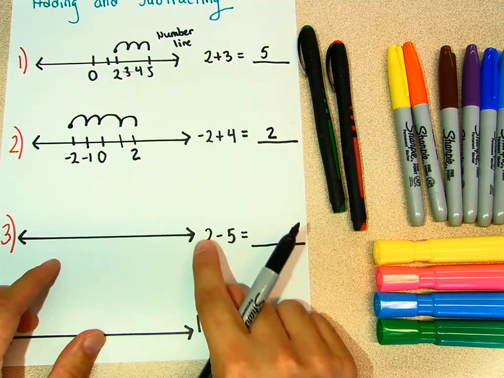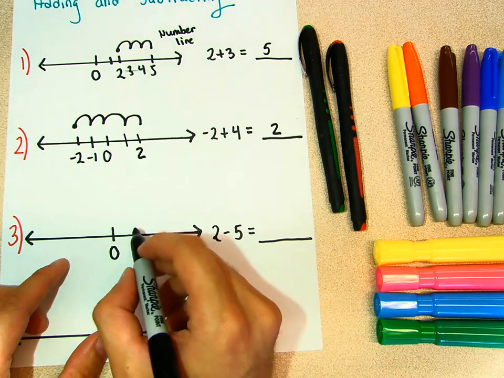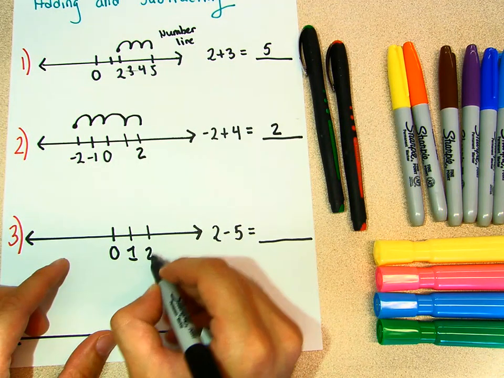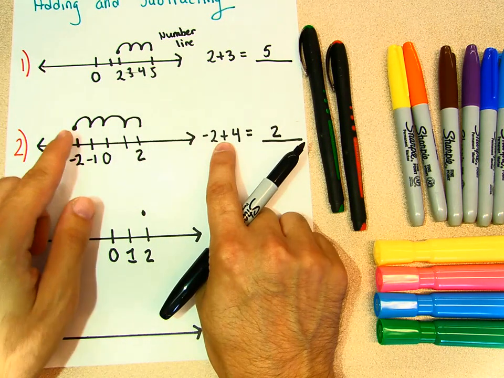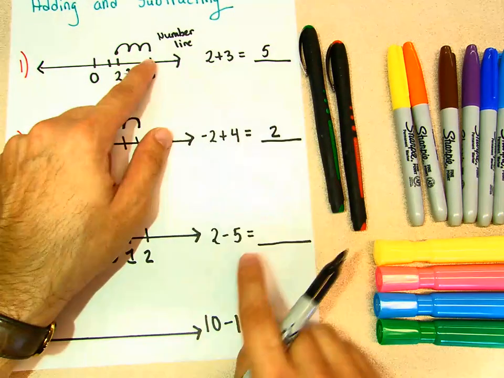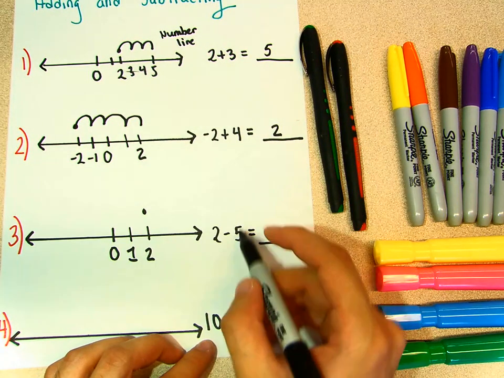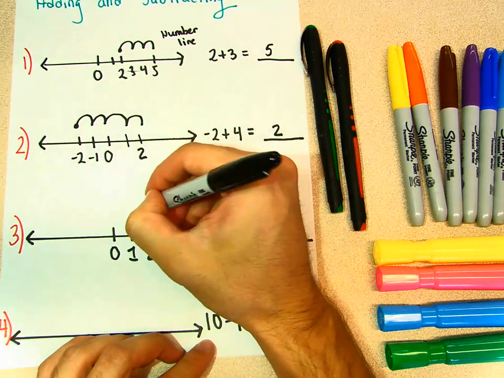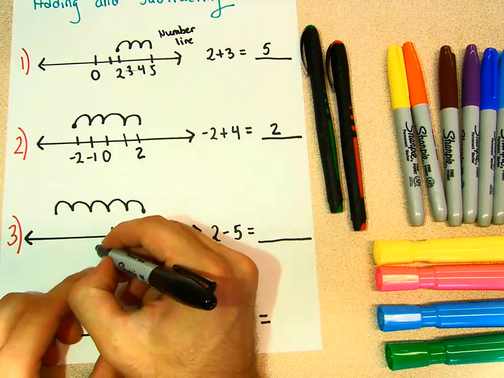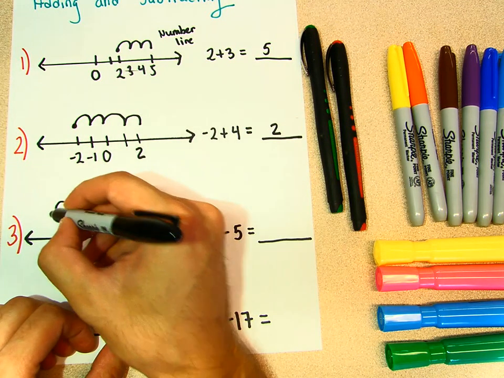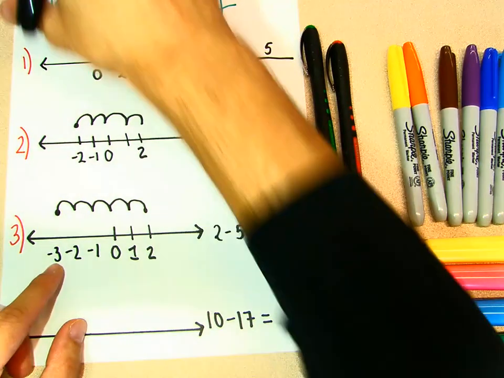Let's look at the next one. 2 minus 5. Always have 0 in the middle. I'm starting where? Positive 2. So 1, 2. I start at 2. Now it's minus. You see, when I had plus, I go to my right. But every time I have minus, my values are getting smaller. I go to my left. I'm going to go to my left how many? 5. Right? So 1, 2, 3, 4, 5. Now where am I? 0, this is negative 1, negative 2, negative 3. And then boom, I'm right here at negative 3. So this is negative 3. Okay? Let's look at this one.